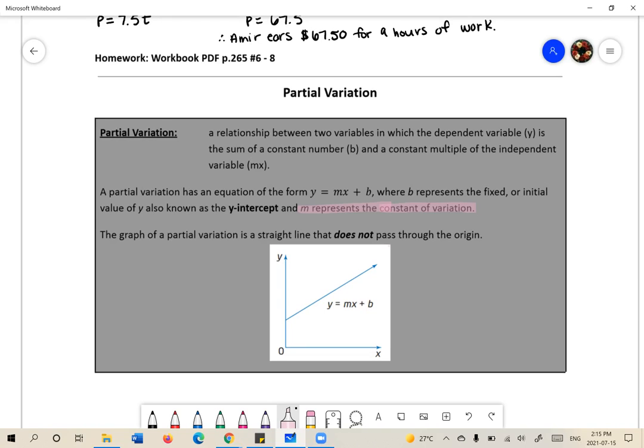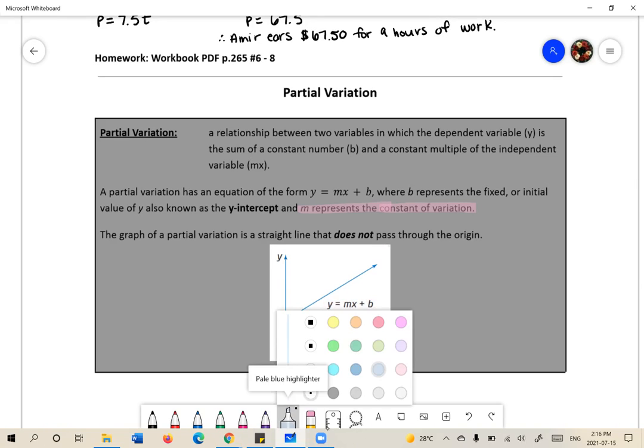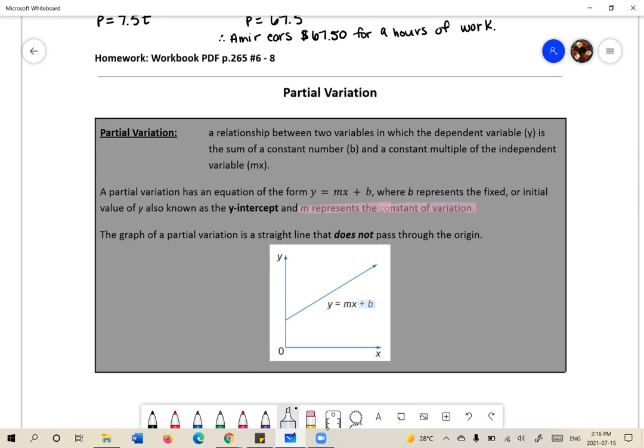What's different is the equation. If you look at the equation for partial variation, you'll notice that it starts off exactly the same as the equation for direct variation. The only difference is that there's also this plus b here. This plus b right here is your y-intercept. Where does the line intercept with the y-axis? That is your b value. If the line was passing through the origin, your b value right here would be equal to 0. So that's why the equations are different for direct and partial variation.